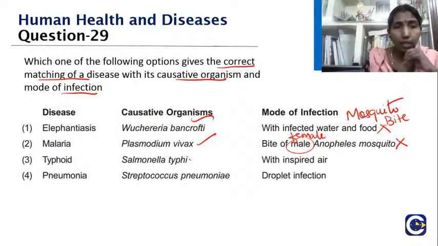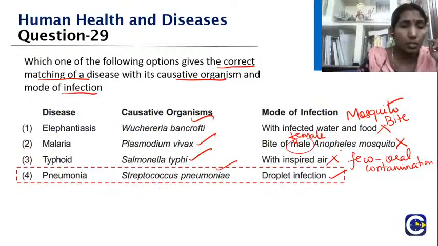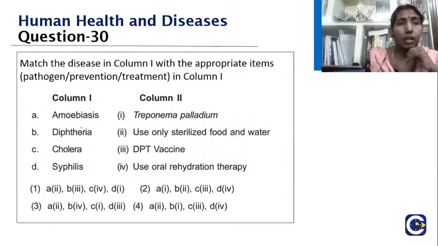What about typhoid? Salmonella typhi, not with inspired air, right? It is by fecal-oral contamination. So that cannot be the answer. What about pneumonia? Streptococcus pneumoniae, droplet infection. So which is the option? Yes, you are all right. The last one is the right answer. Excellent, students.